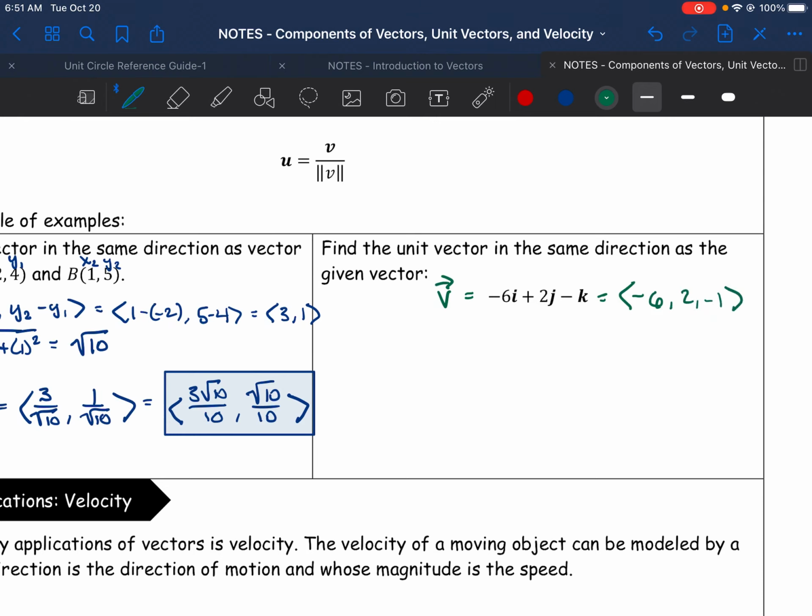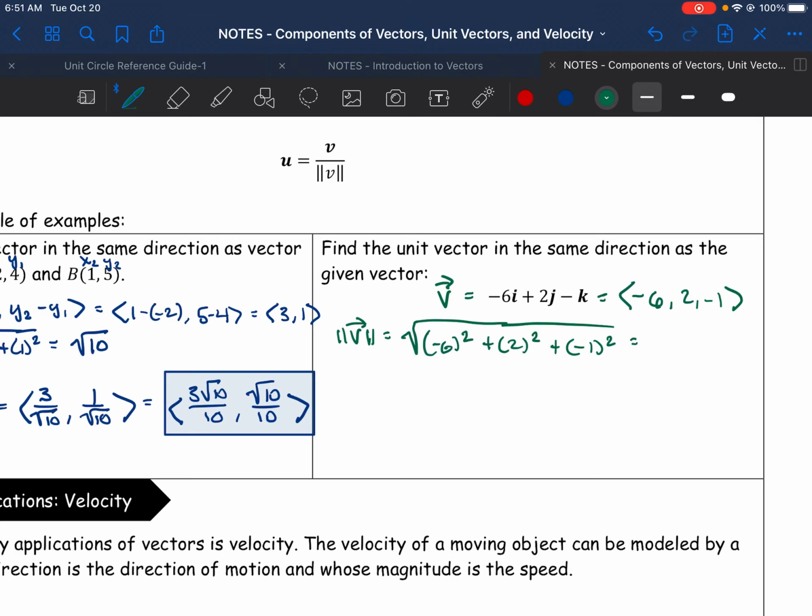Let's go ahead and now find the magnitude of this vector v, as I'm calling it. So the magnitude of v would be the square root of the components squared and added together. So -6 squared plus 2 squared plus -1 squared. If you're using a calculator, make sure that you put these in parentheses. If you just do -6 squared without the parentheses, your calculator will calculate 6 squared, then apply the negative last, and you don't want to do that.